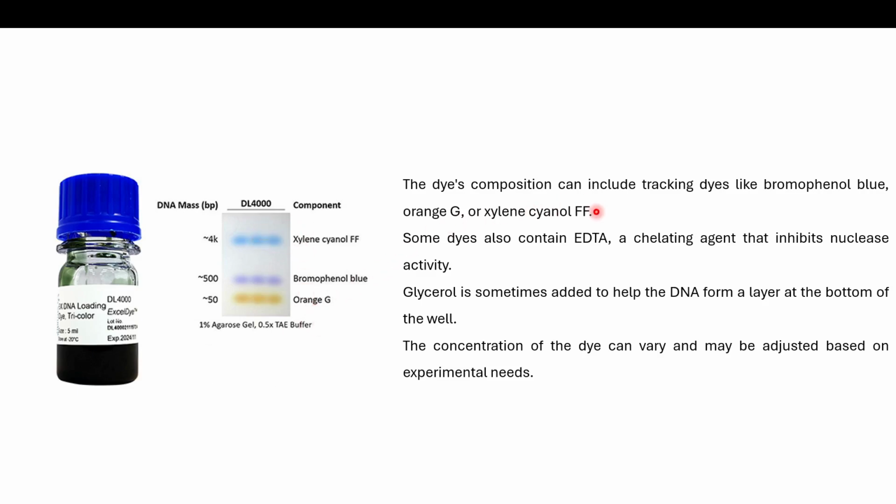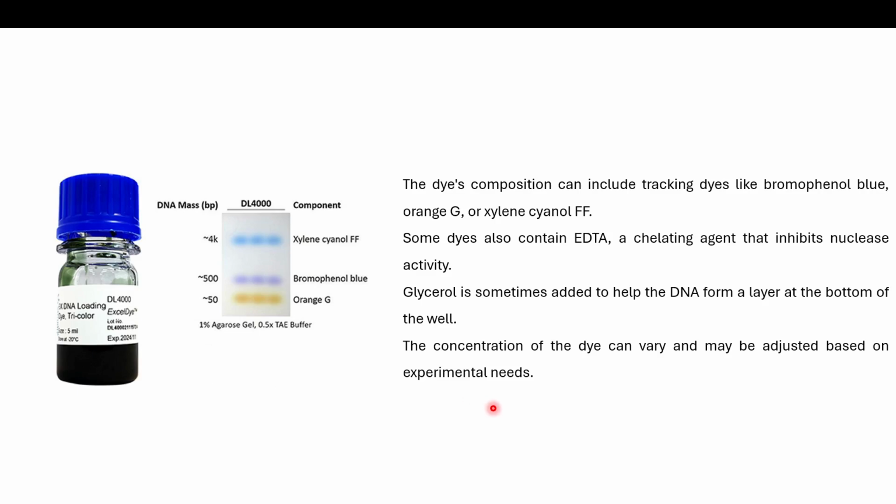So the dye composition can include tracking dyes like bromophenol blue, orange G, or xylene cyanol. Many dyes also contain EDTA because mostly you will be running nucleic acids. EDTA will chelate the divalent cations that are required by nucleases for their function, so nucleases won't be able to perform their activity and your nucleic acid will be intact. There can be glycerol added to help the nucleic acid form a layer at the bottom of the well, and the concentration of the dye can be adjusted based on the experimental needs.